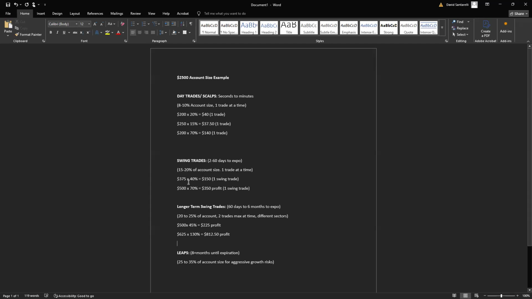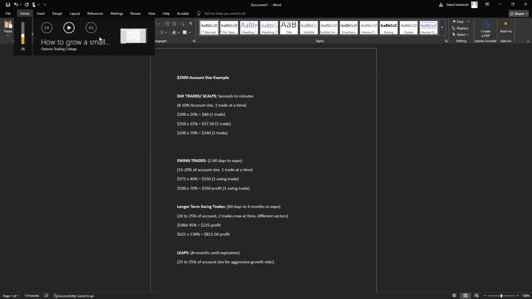You have a $375 trade. It makes 40%. It's $150. And you're looking to make at least one, two, maybe three of those per week. If the market's in the no trade zone, then you're sitting back, you're being patient, and you're being disciplined.